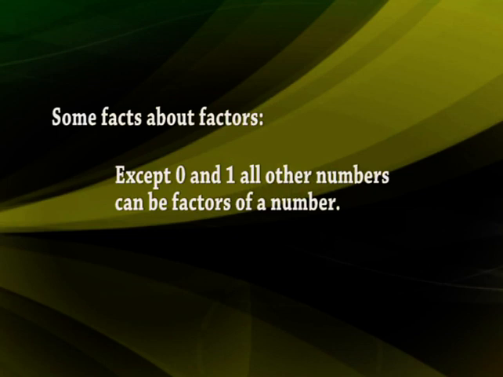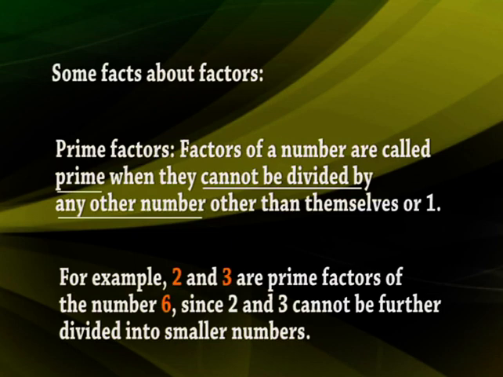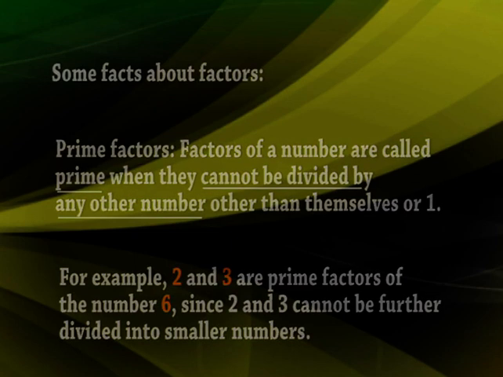We will also discuss factors. Did you know that except 0 and 1, all other numbers can be factors? Factors are called prime when they cannot be divided by any other number other than themselves or 1. They are called composite when they can be further divided into smaller numbers.